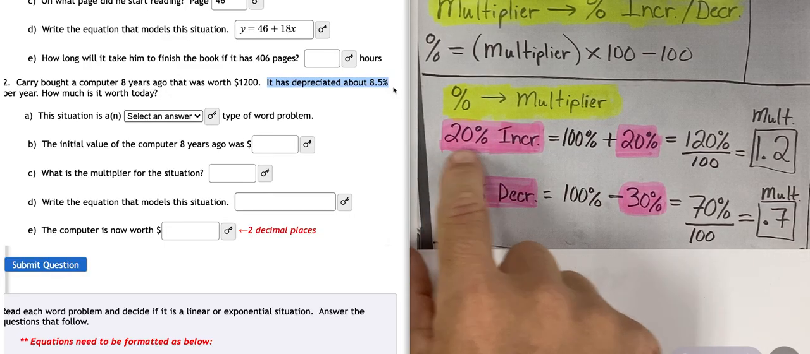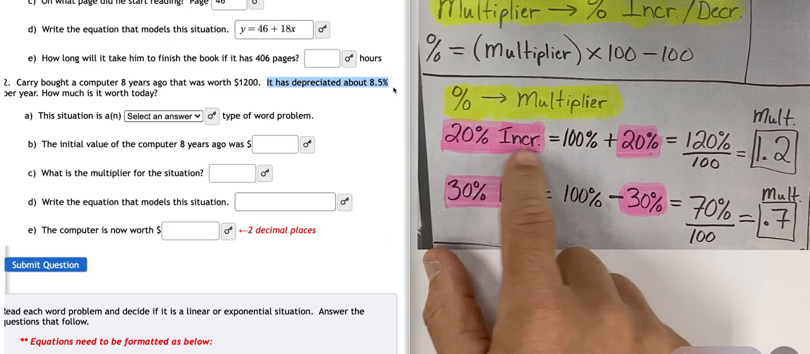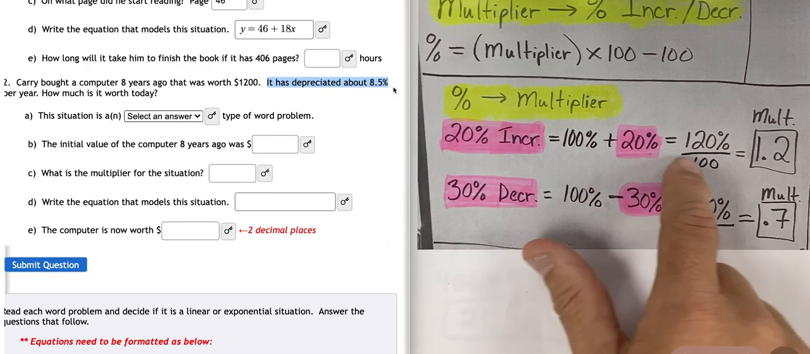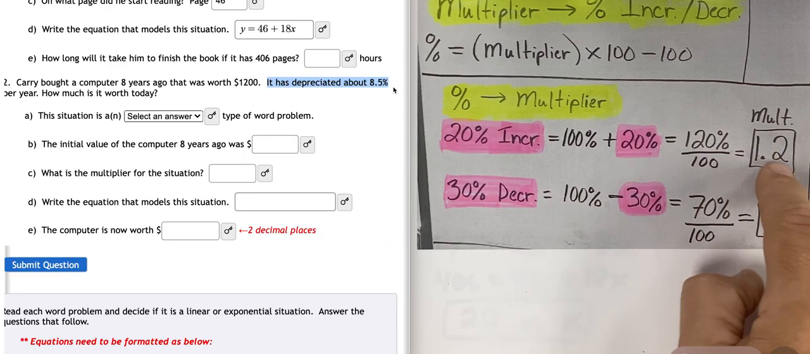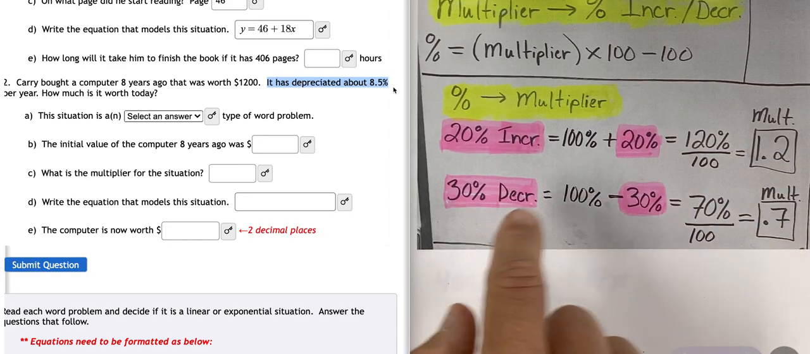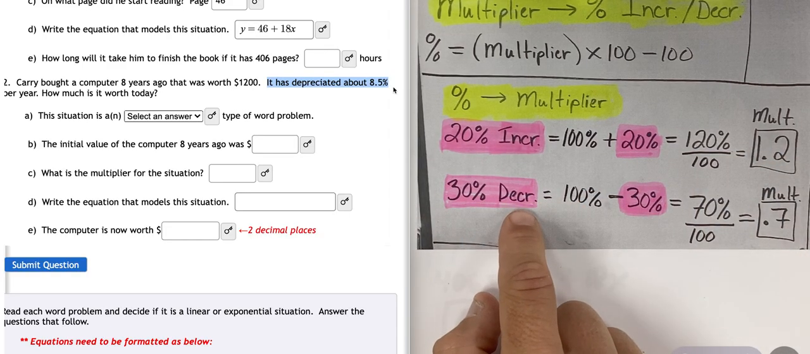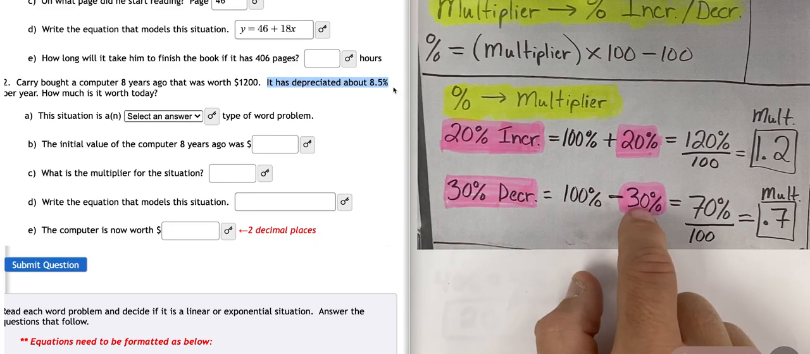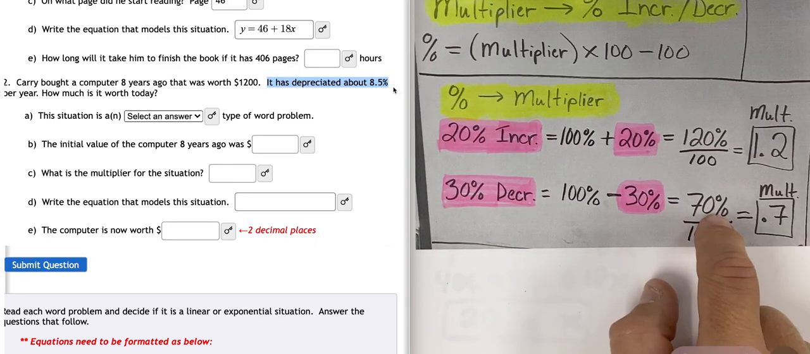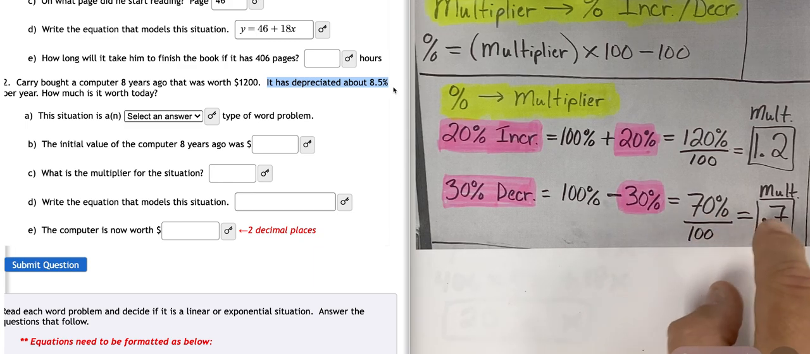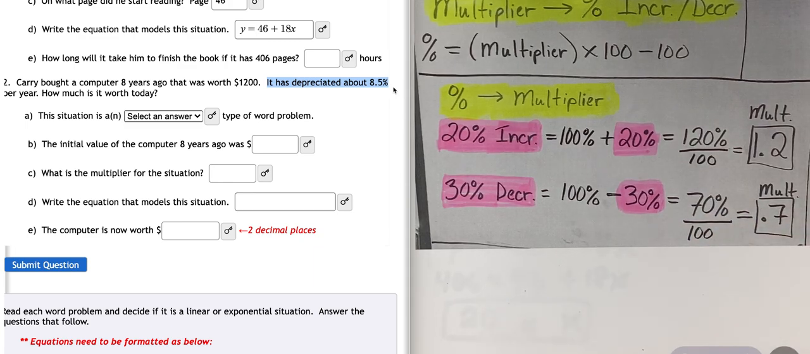If you ever have a percentage that's going to be increasing for the word problem, then we want to add it to 100, and then take the result divided by 100 to get the multiplier converted. If your problem is decreasing, like we have in our computer problem right here, it's decreasing by 8.5%. You're going to take that decreasing amount and subtract it from 100, and then you're going to take the answer divided by 100, and that'll turn that into the multiplier also. We can't work with percentages unless we turn them into decimals, so that's what we're going to do next.